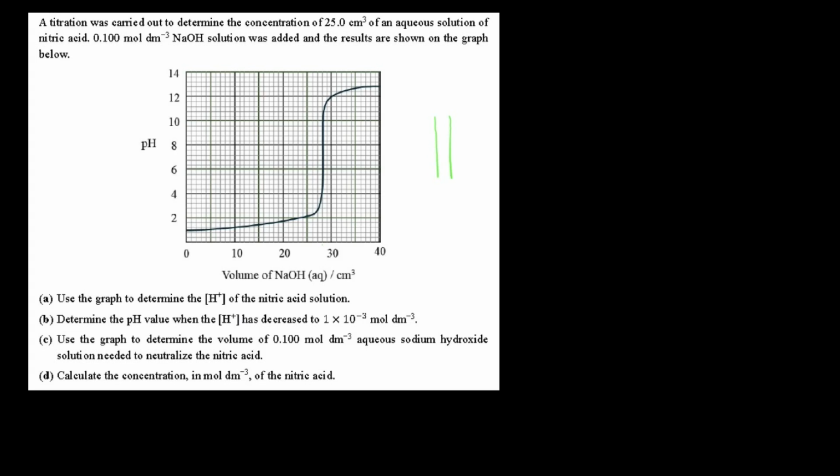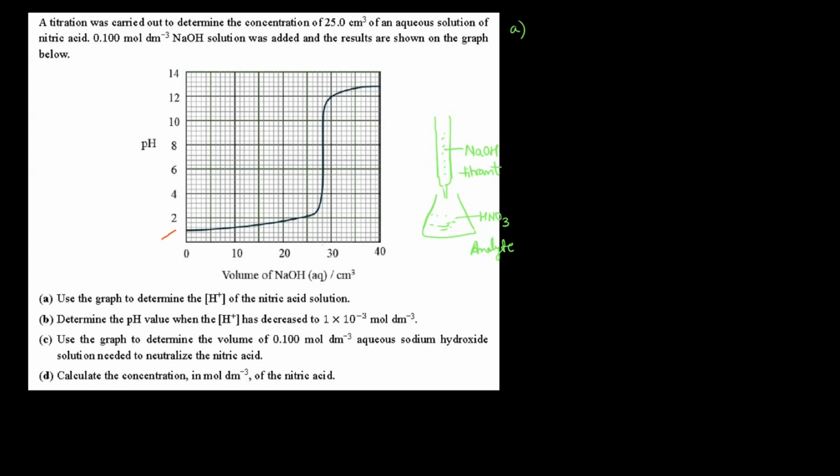So we have sodium hydroxide in the burette. So this is our sodium hydroxide here, which is acting as a titrant, and nitric acid, this is our HNO3. Nitric acid is our analyte. So what they are asking, use the graph to determine H plus ion concentration of the nitric acid. So what is H plus ion concentration of nitric acid?